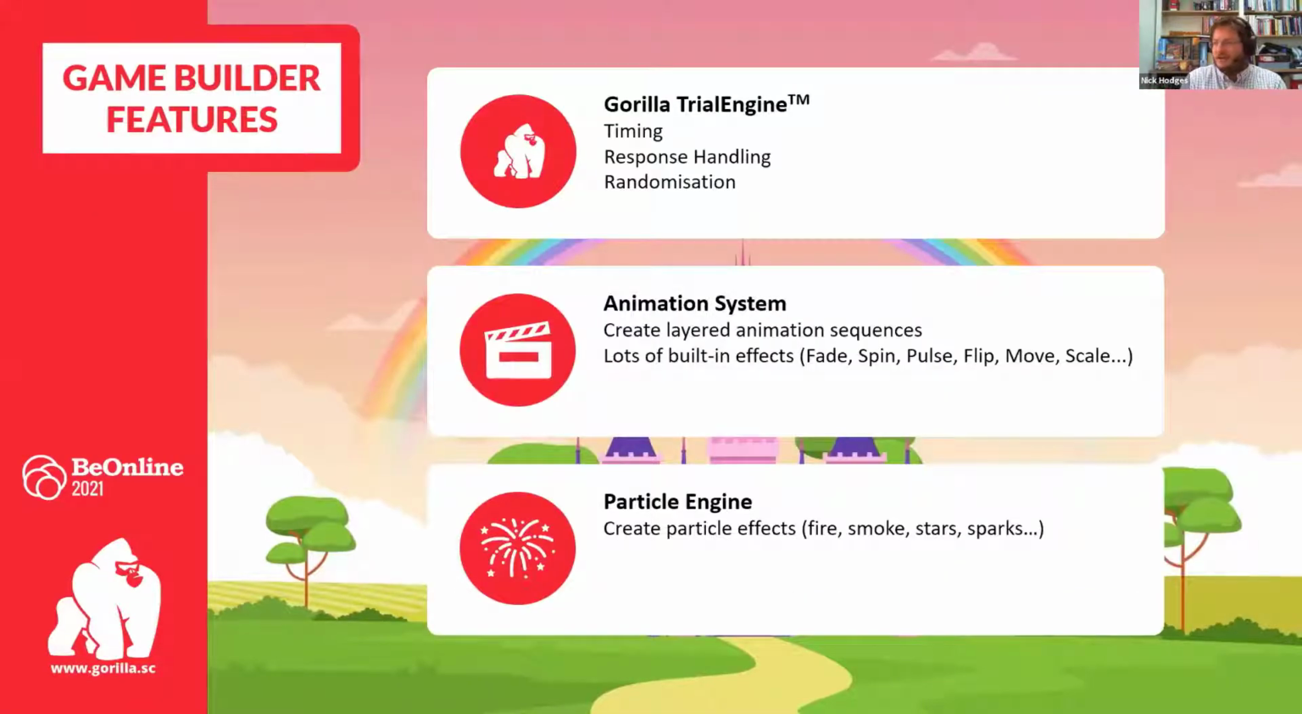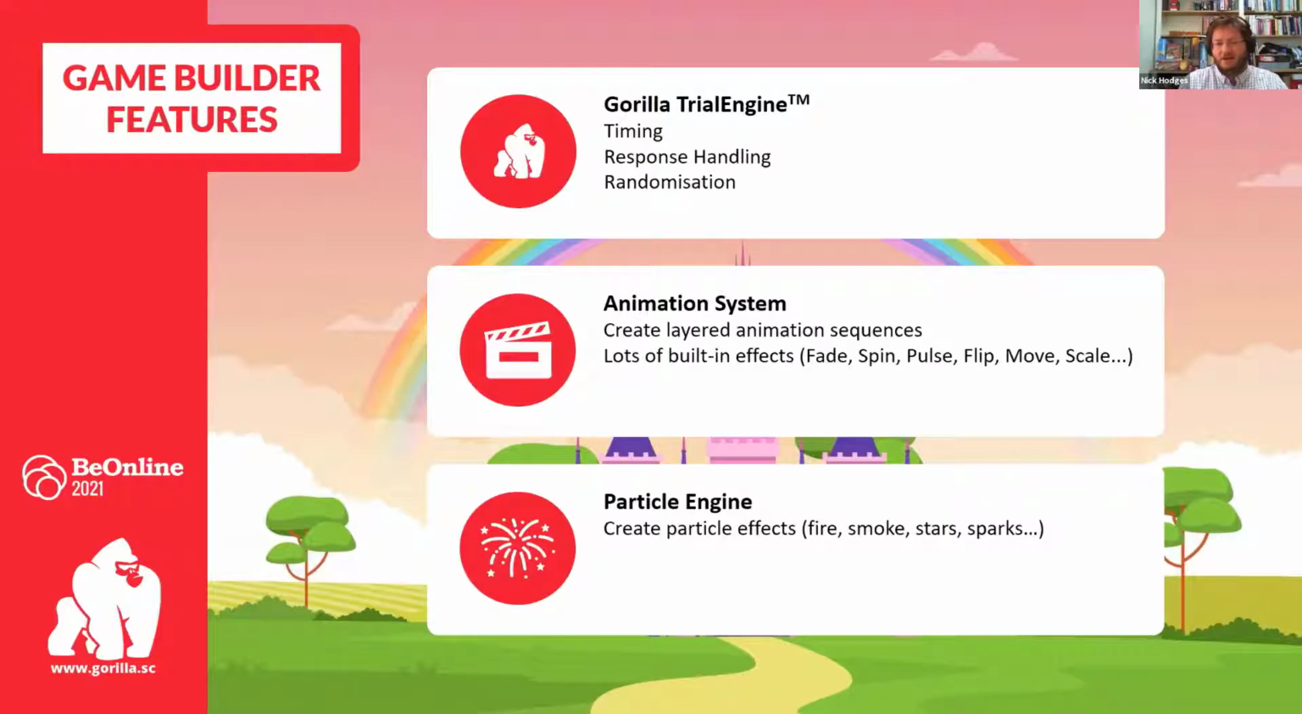So how does the game builder enable all of this? To set the scene, the game builder is a new tool in Gorilla, like the task builder or the questionnaire builder, but built specifically for creating games. It contains the same core trial engine that we use across all of our tools, so all of the timing, all of the response handling, and all of the randomization is in there.